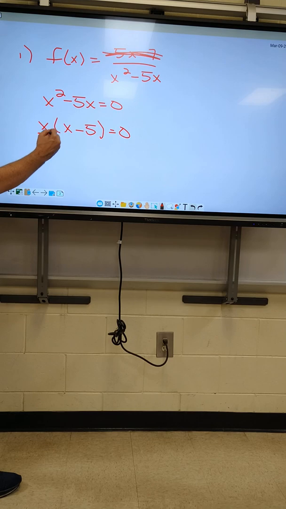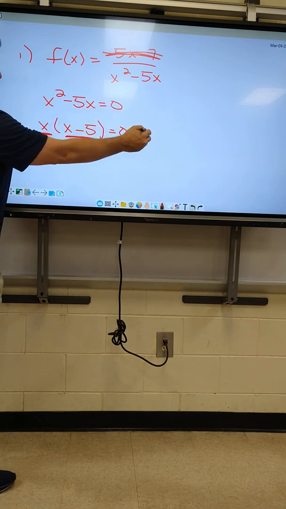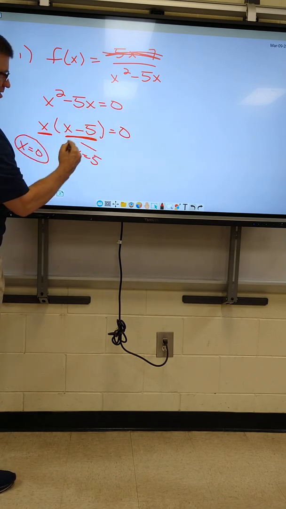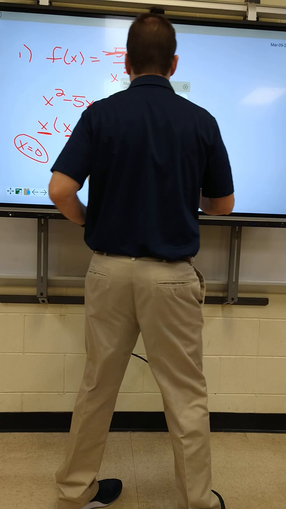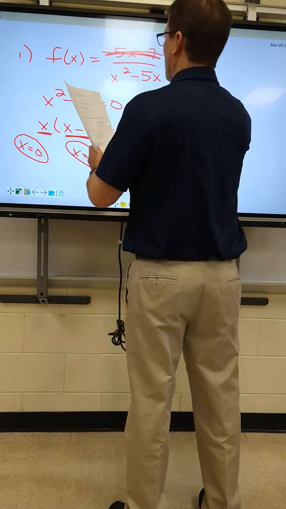All right, so what's the answer for the x that's in front? That's a 0. What about this answer for this 5 inside the parentheses? Move it over. Instead of minus 5, it'll be positive 5. Those are going to be your numbers not in the domain. All right, you guys try the same thing on number 2. Same kind of problem on number 2. Do it the same way.